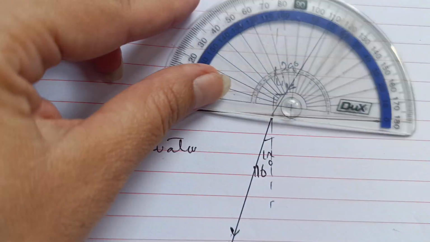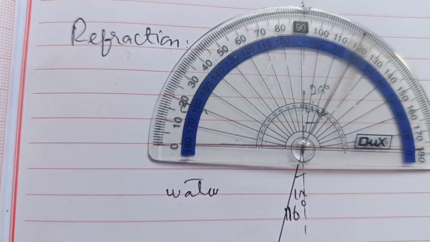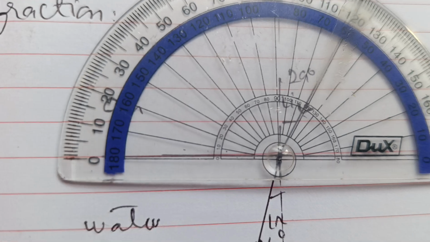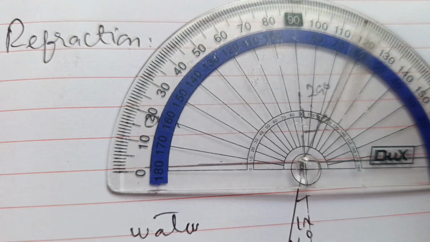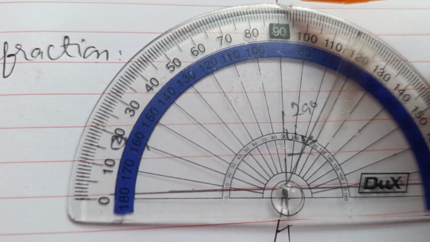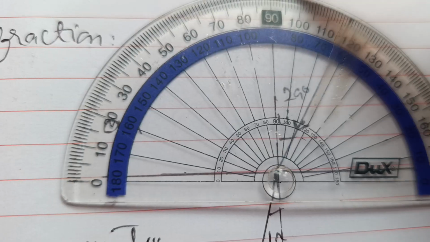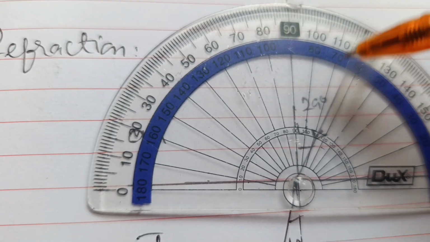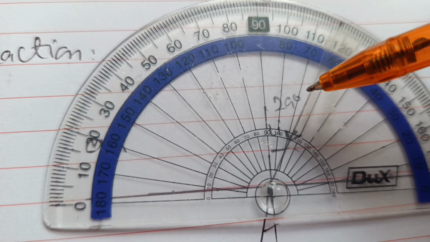If you want to place your protector like this, in this way, then what will you do? You will take this, now your normal is at 90, right? And check this value. You will subtract this from 90, and again you will get the same 29 degrees.